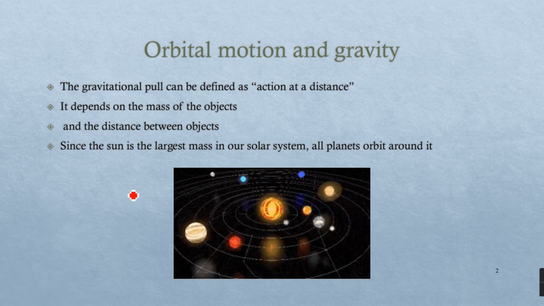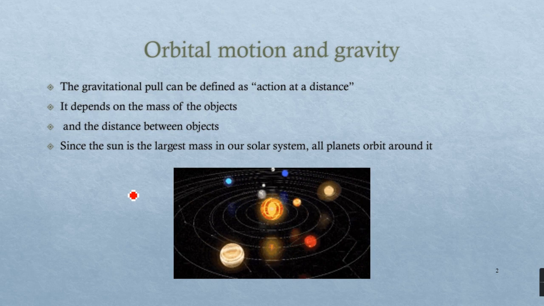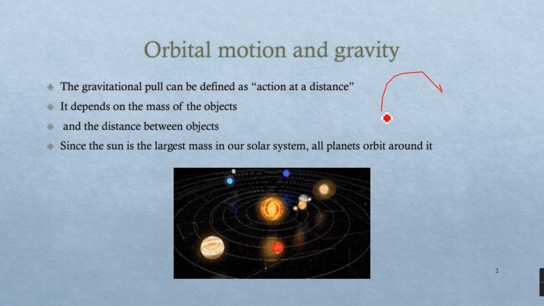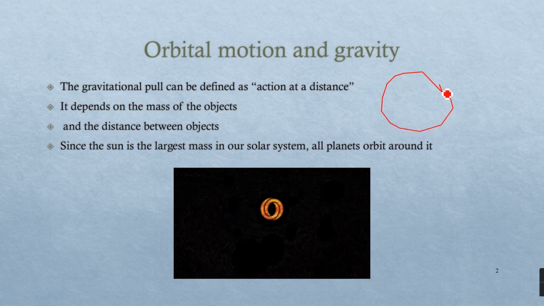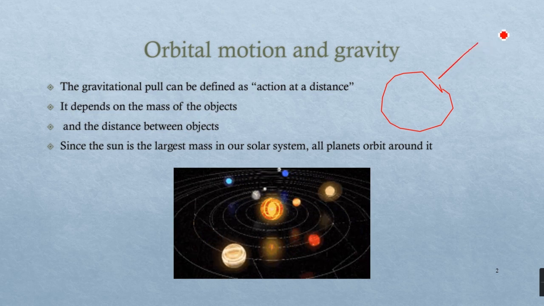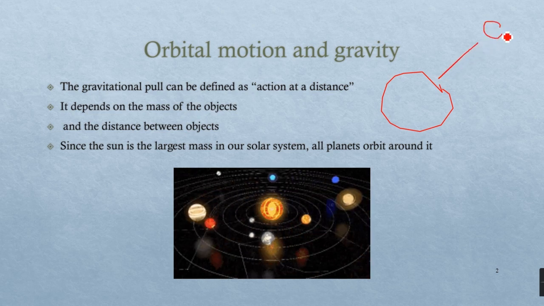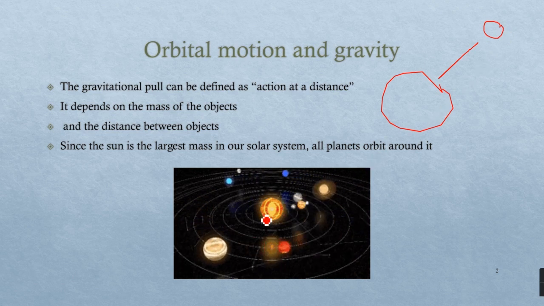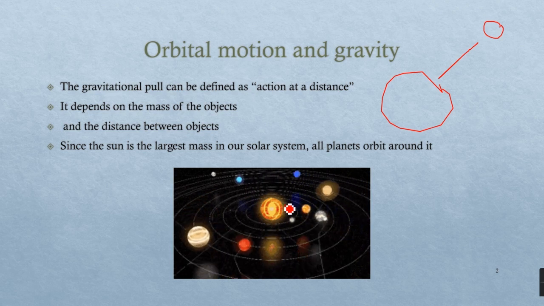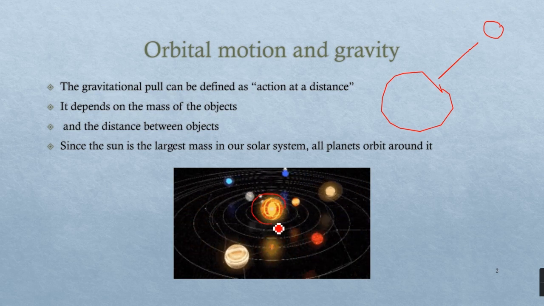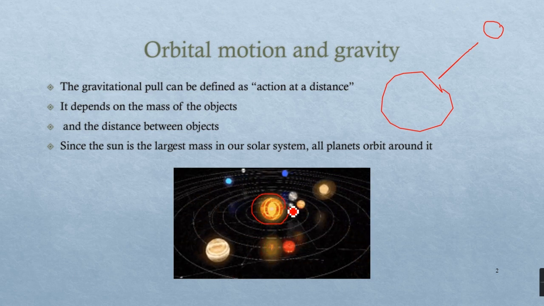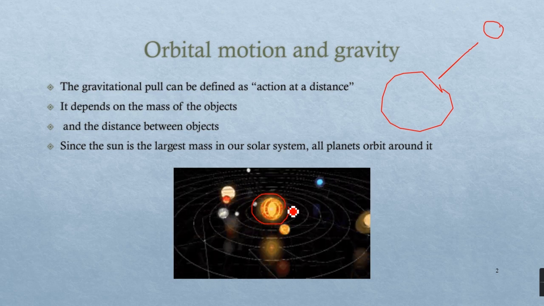The gravitational pull can be defined as the action at a distance, where it's dependent on the mass, or how large or heavy or dense the object is, and also its distance from another object. This relationship is represented in our solar system by the Sun, where the Sun is the largest object in our solar system, and hence everything in our solar system orbits around the Sun, including all the planets.